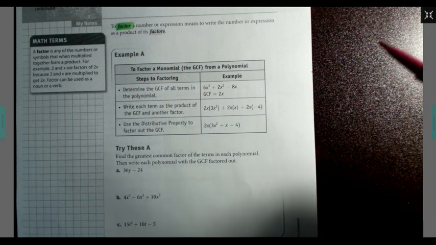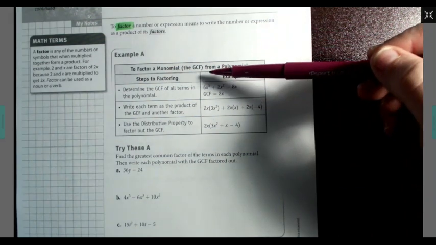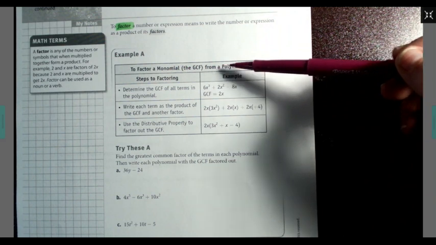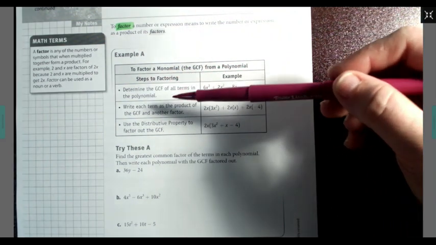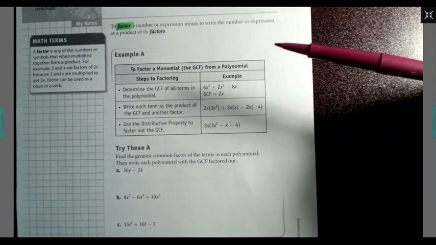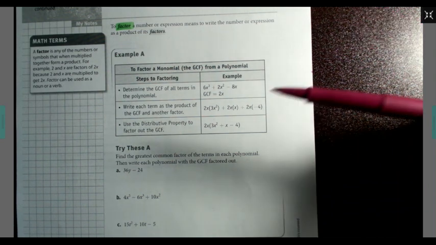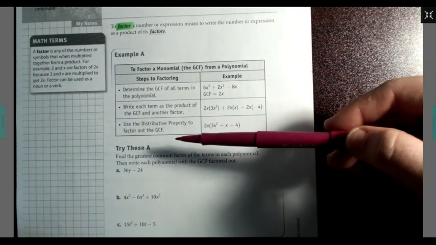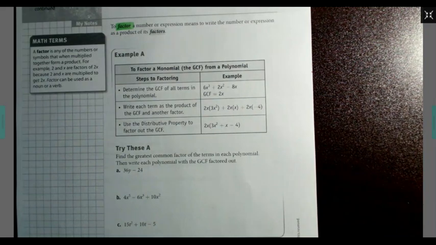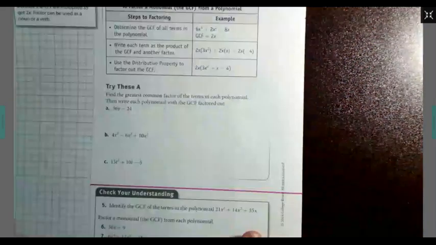Example A. To factor a monomial, the GCF from a polynomial, steps to factoring. Determine the GCF of all terms in the polynomial. Write each term as a product of the GCF and another factor. Use the distributive property to factor out the GCF. Try these A.